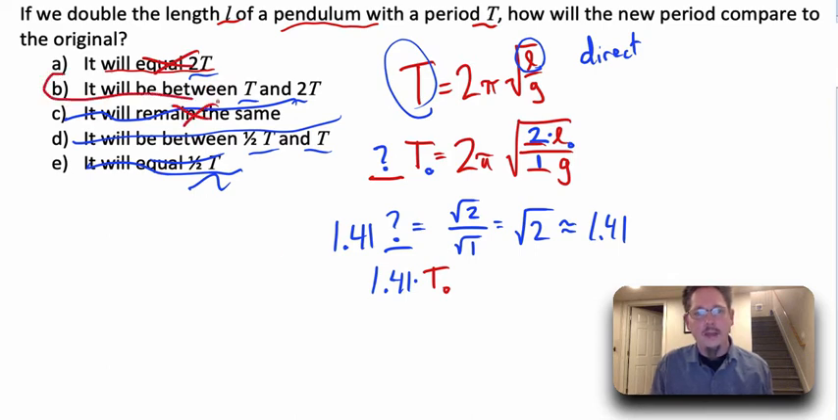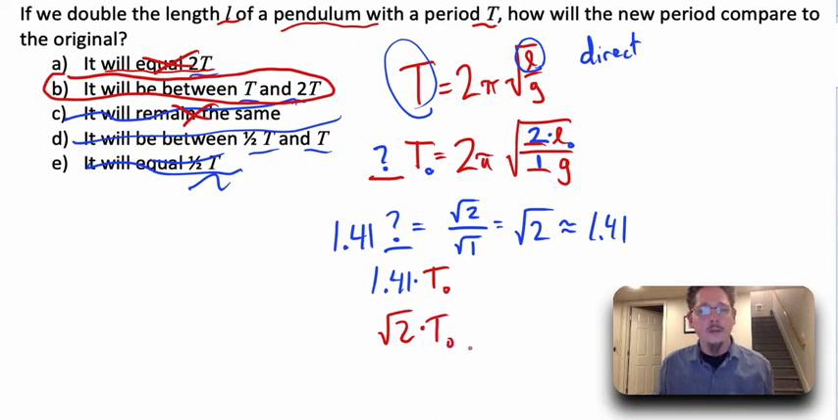The answer that we get is it's between T and 2T. And in fact, in a free response question, they would probably want us to be able to say, oh, it's about root 2 or 1.41 times the original period. So notice how I've shown enough work here where if I just add a couple sentences of explanation, I've answered a free response question as well.